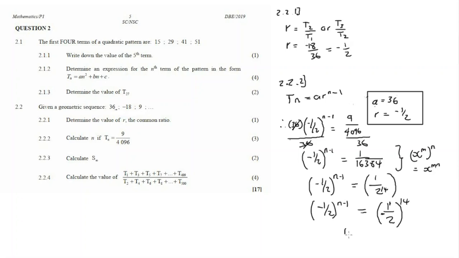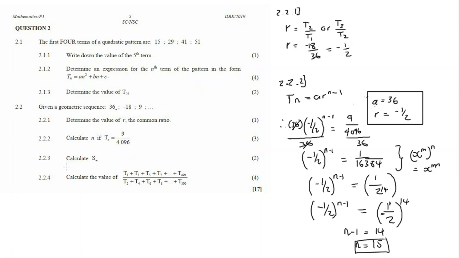So therefore n minus 1 equal to 14. We can drop these exponents because the bases are now the same. Now n is equal to 15. Our n value is 15. So this is our final answer.